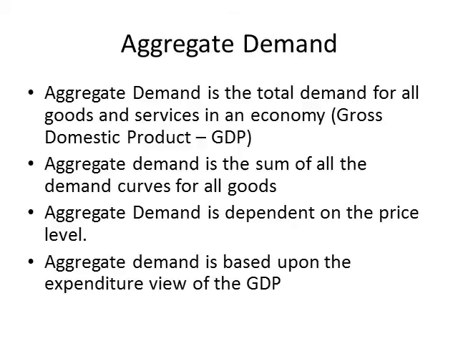In a previous lecture, we looked at the demand for individual goods and services. In this short lecture, we will look at aggregate demand and how economists think about aggregate demand. Aggregate demand is the sum of all products in an economy. It is equivalent to the expenditure view of gross domestic product. However, unlike individual demand curves, aggregate demand is determined by the price level and not by individual prices of goods and services.